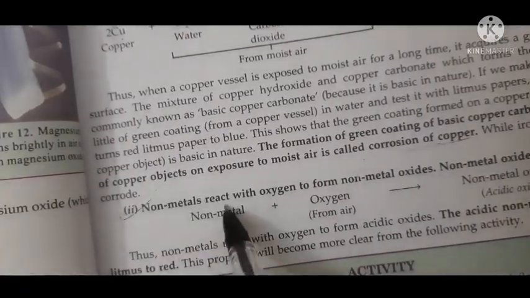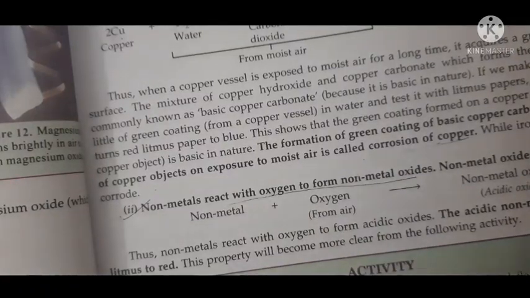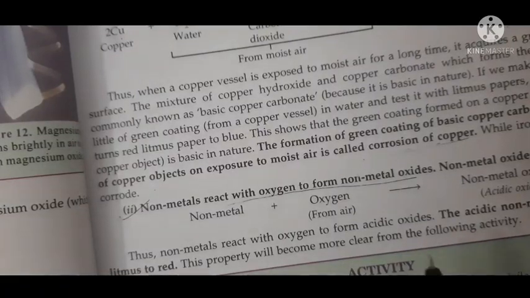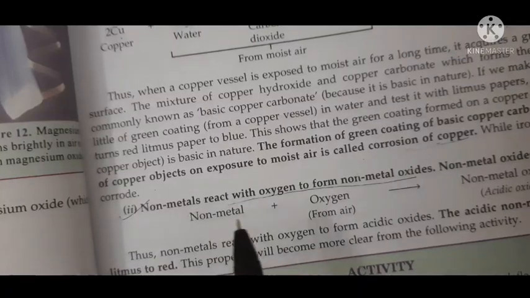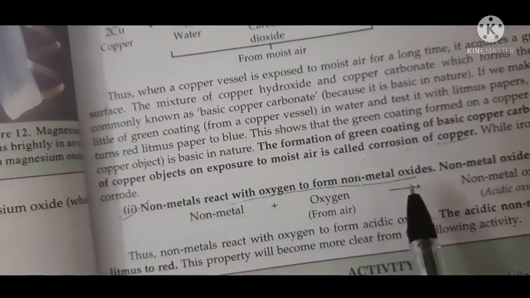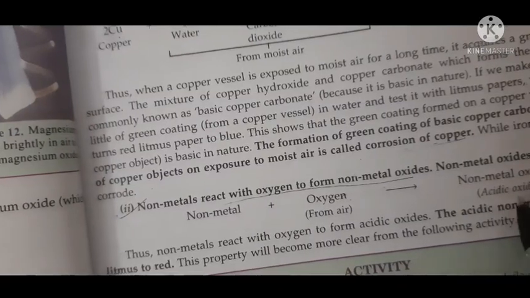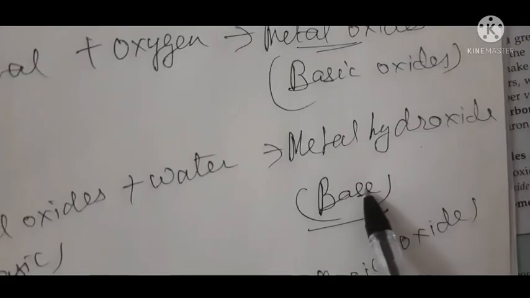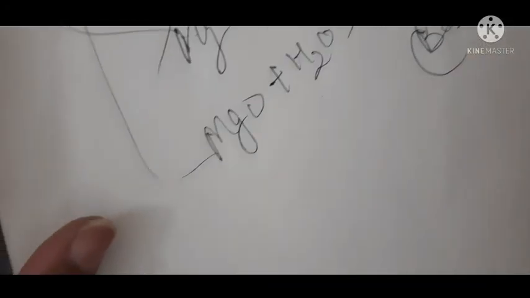Just remember, non-metals also react with oxygen to form non-metallic oxides. Metals react with oxygen to form metallic oxides, and metallic oxides are basic. Non-metals also react with oxygen to form non-metallic oxides, but non-metallic oxides are acidic in nature. So metal oxides in water give metal hydroxides, which are bases, and non-metallic oxides in water give what? Acids.